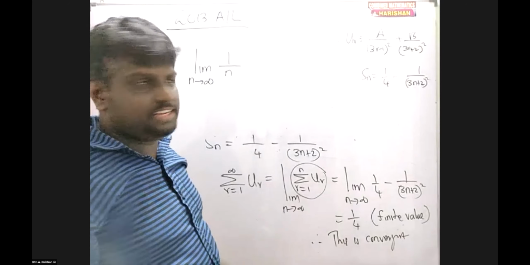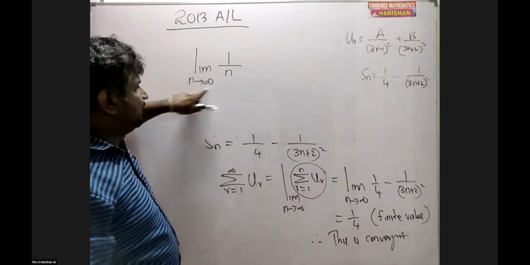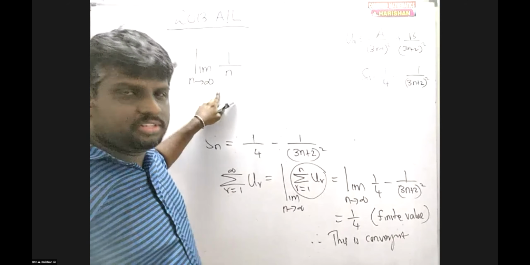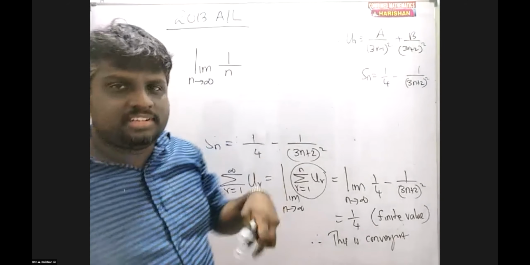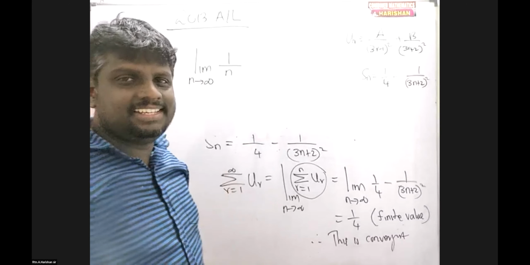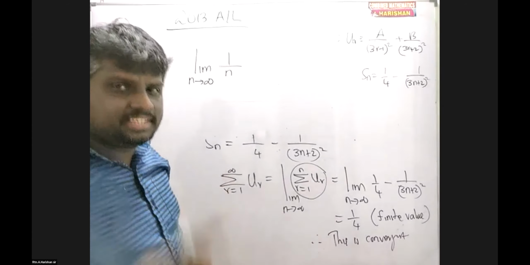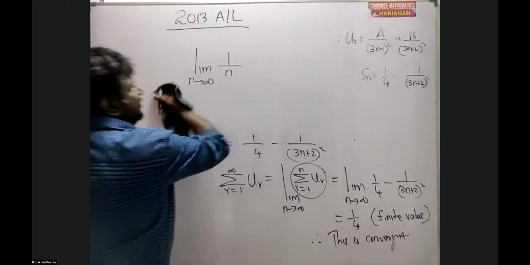That's a good question, right? Why do you put that as 0? Because we know only that 1 over n tends to 0 when n tends to infinity. So how can you say that is 0? You need to have the justification, isn't it? So how to do that? See, this is the way.